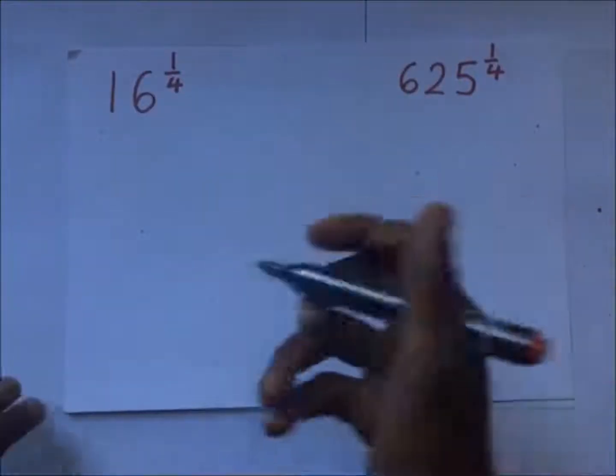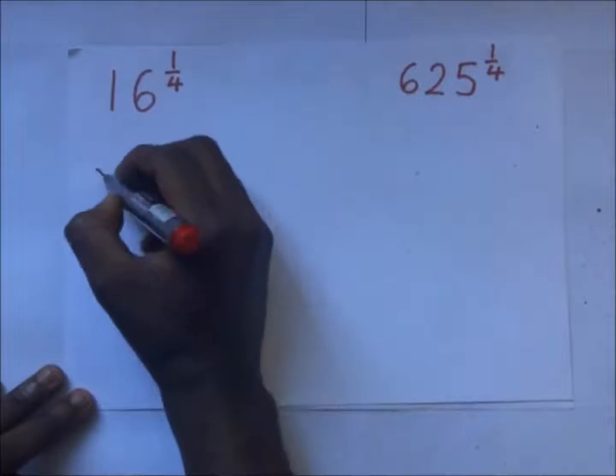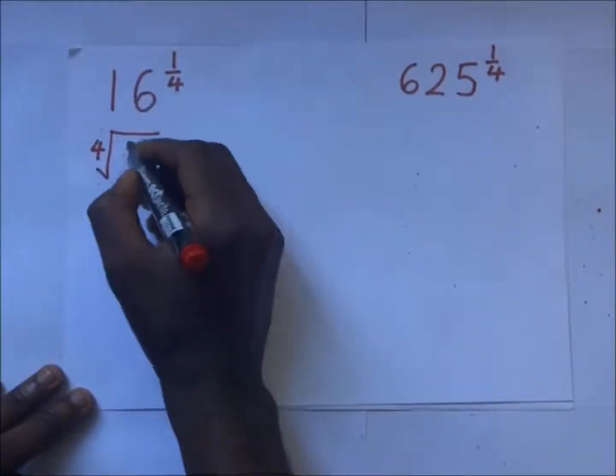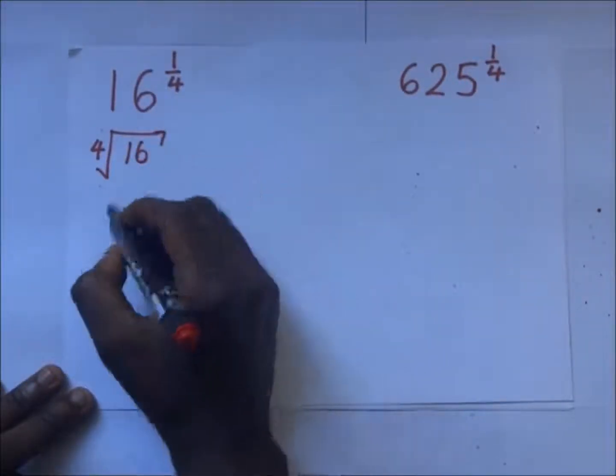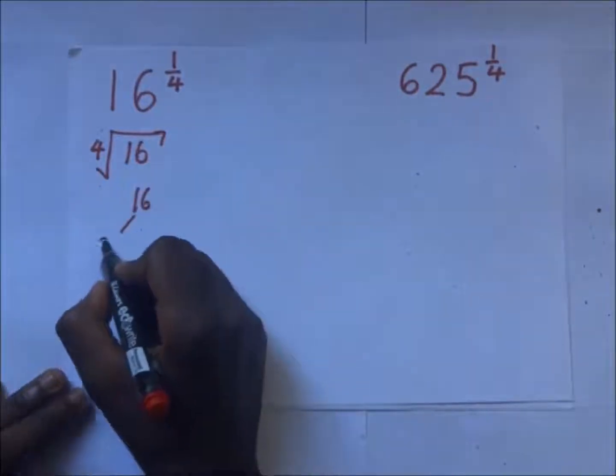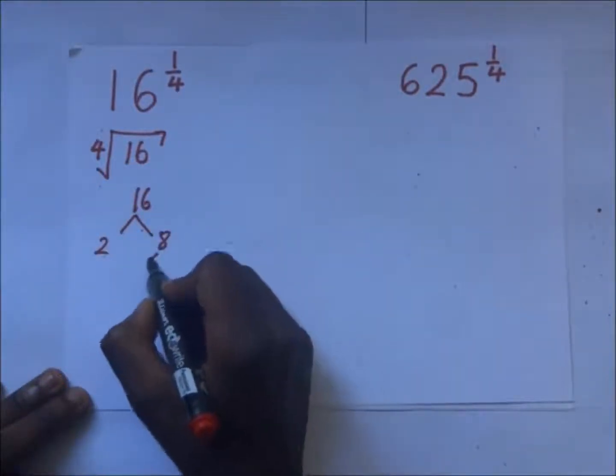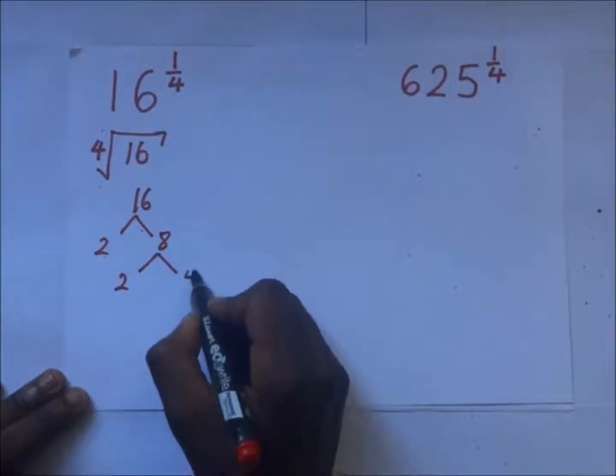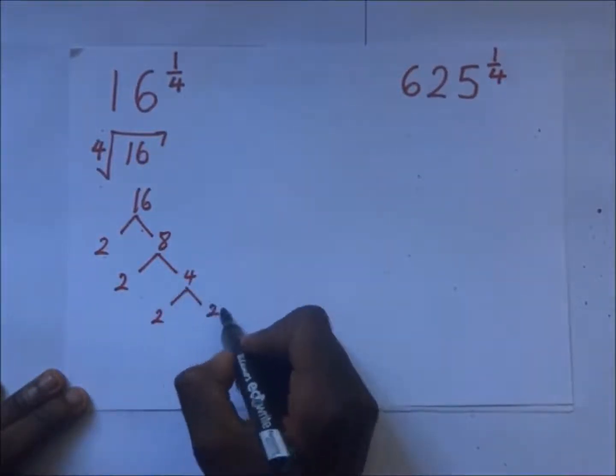16 to the power a quarter, same story. This means it's going to be the fourth root of 16. So for the fourth root of 16, we begin by dividing by 2, we have 8. By 2, we have 4. By 2, we have 2.